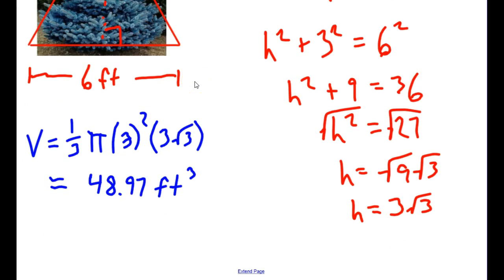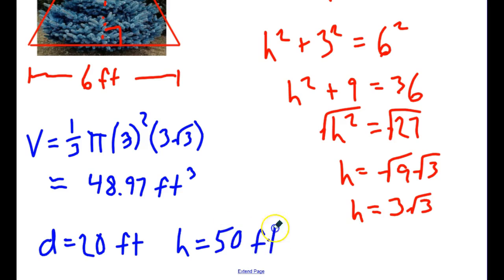Now what you need to do is calculate the volume for a mature blue spruce tree. So the diameter of a mature tree is 20 feet and the height is 50 feet. So for tomorrow, go through, use the formula, and calculate what the volume approximately is for a mature blue spruce.